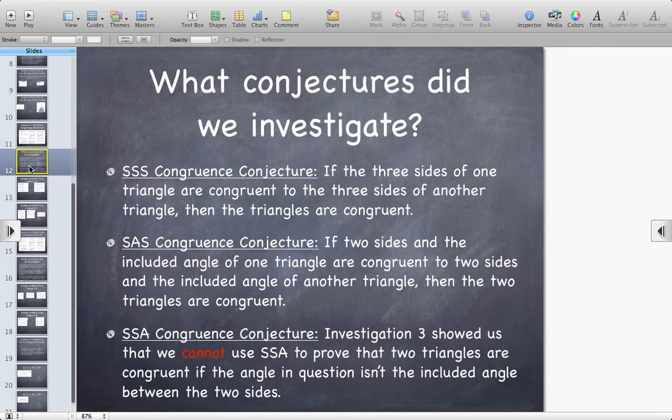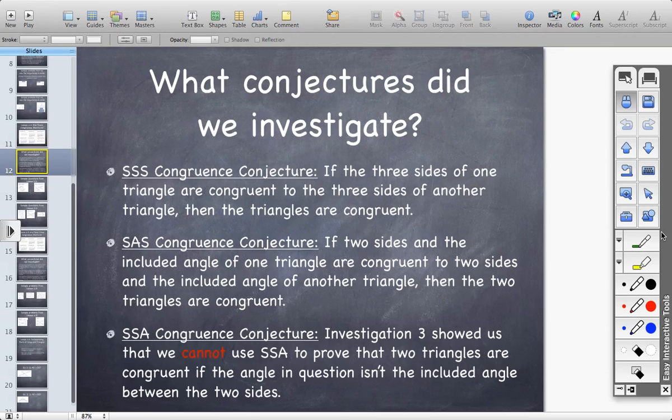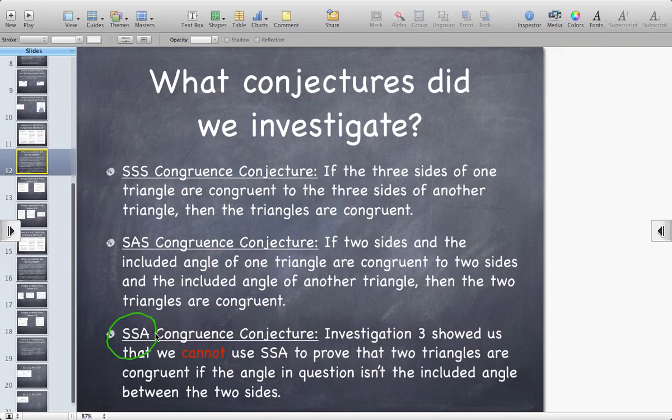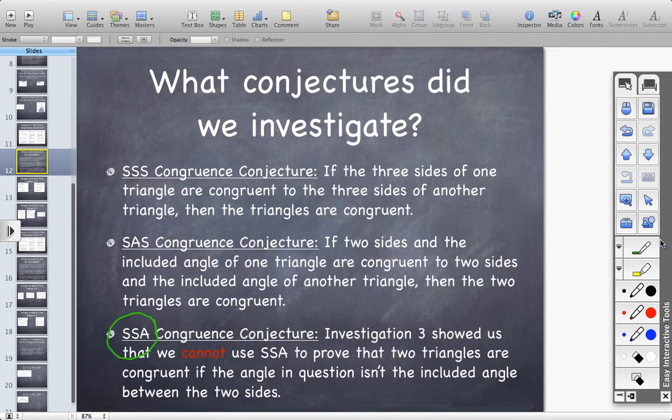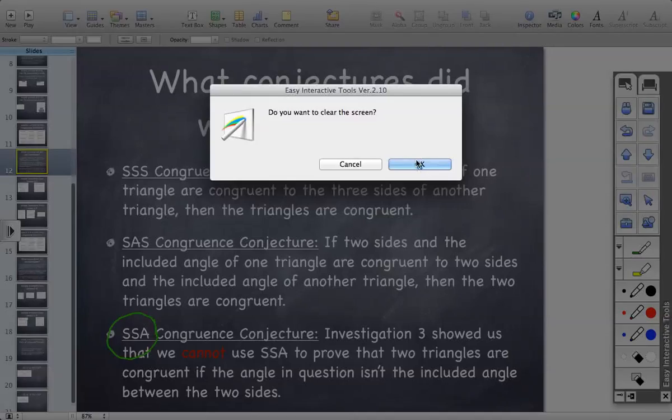A quick little shortcut to help you remember not to use side, side, angle is to read the word backwards. Notice it makes a bad word, an inappropriate word to be using in school. So that should be a reminder of, ooh, bad word, can't use it. So don't use it as a congruence conjecture because it does not work. Something I learned when I was in high school geometry has always stuck with me, so maybe that will help it stick with you as well.